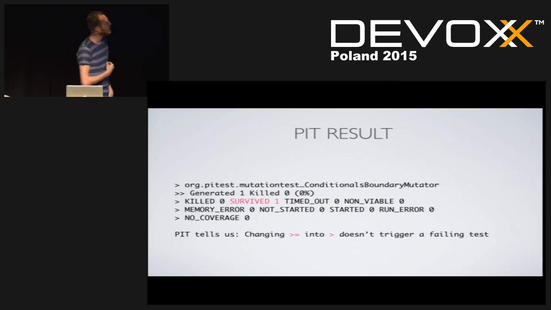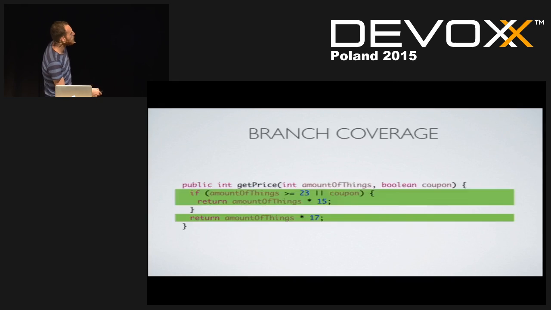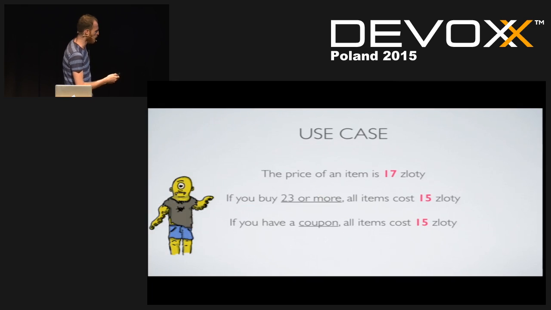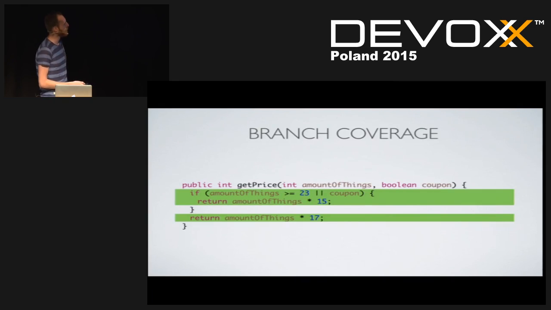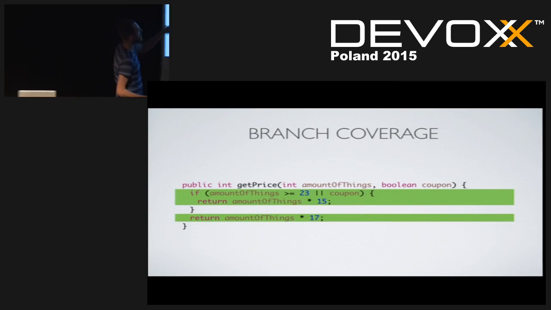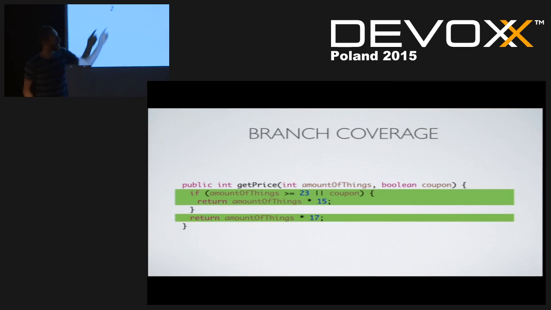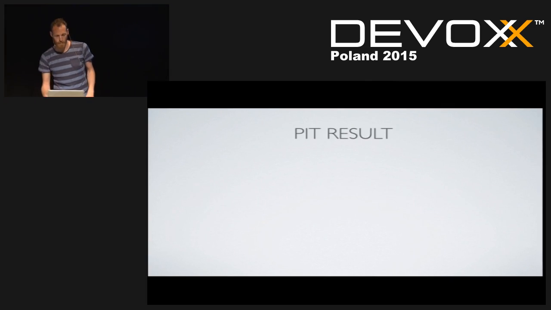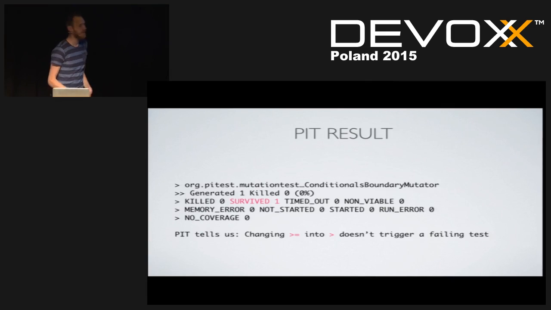So what does it say? It did a conditional boundary mutator. We've seen that before. We can quickly go back. Anyway, what the conditional boundary does, it takes the larger than and turns it into larger than equals, and it turns it into a larger than. So it generated one mutant, and it killed 0. So there's one alive. And that's also what it says. One survived. And that's a problem. We need to test this, because that's plainly a missing test case.